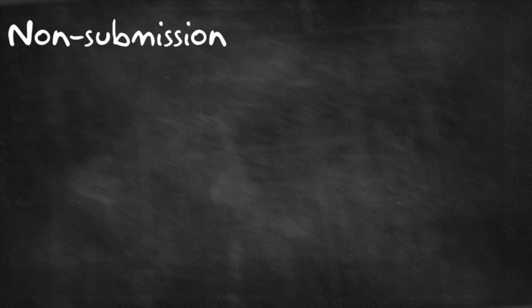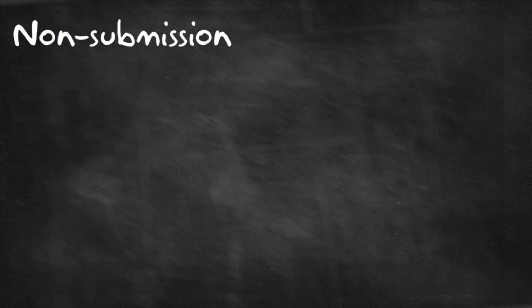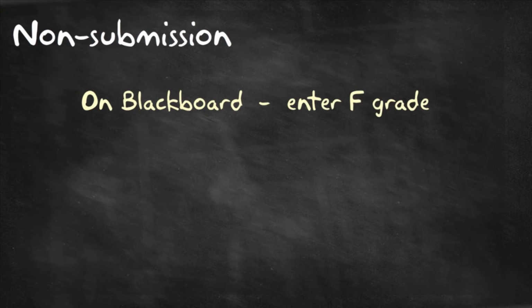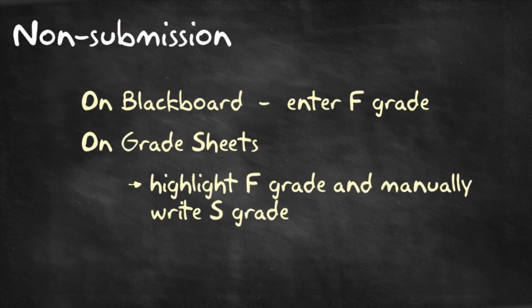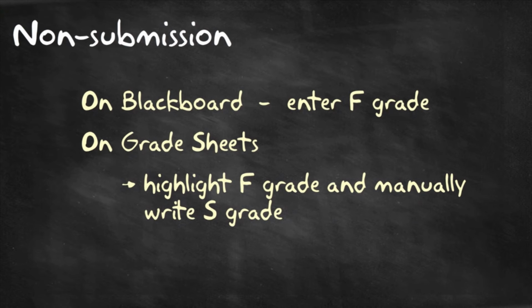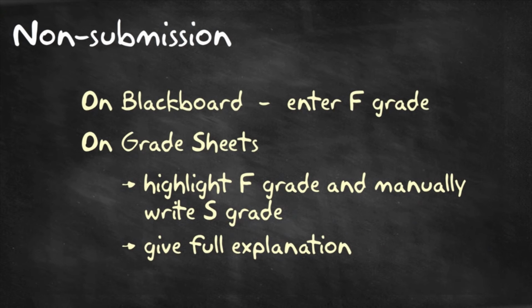If students have not submitted an assessment, on Blackboard, you have to enter an F grade for that assessment. But please highlight the F on your printout and write that it should be an S grade. Students who do not submit one of the assessments will automatically fail the subject. Please give a full written explanation on the grade sheet to the subject leader about these cases.